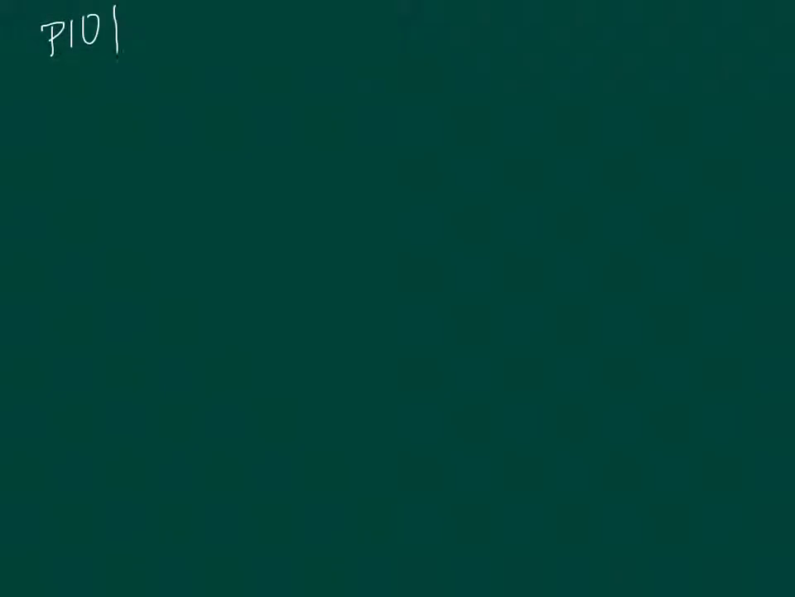Problem number 10. Problem number 10 is saying, look back through your work in this section and find two other Pythagorean triples. So for example, 3, 4, 5 is a Pythagorean triple because you can have a right triangle with three units.